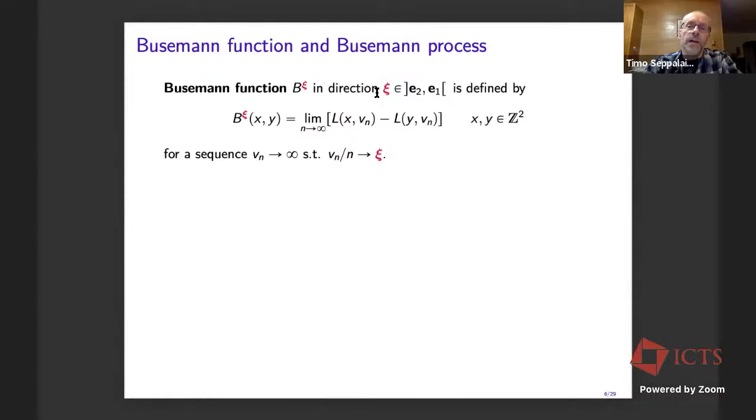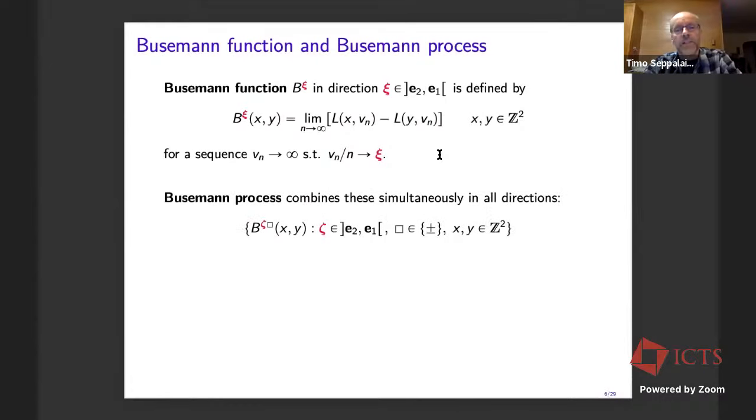And let me point out also one little quirk that I and my coauthors follow. We don't put our direction vectors on the unit circle, but instead we put them on this simplex between E2 and E1. So this here is the open line segment between E2 and E1. So our xi vectors have L1 norm 1. So that's an individual Busemann function.